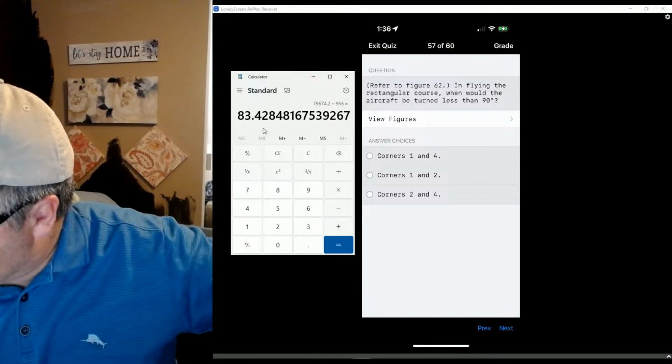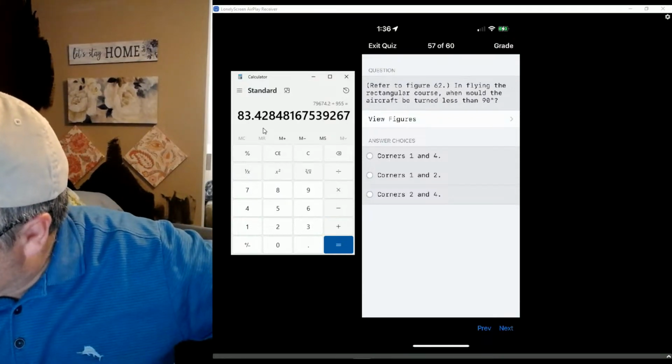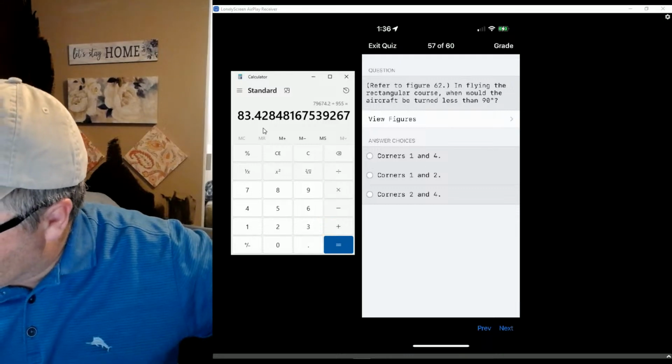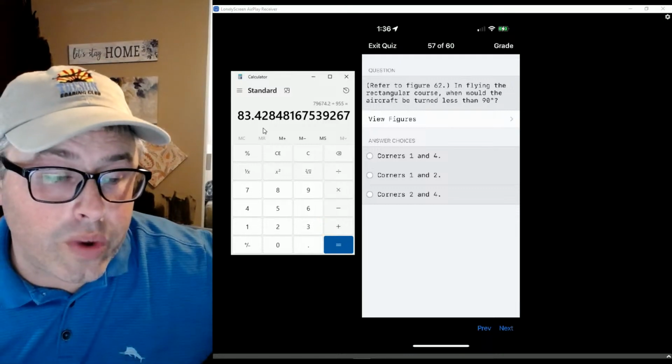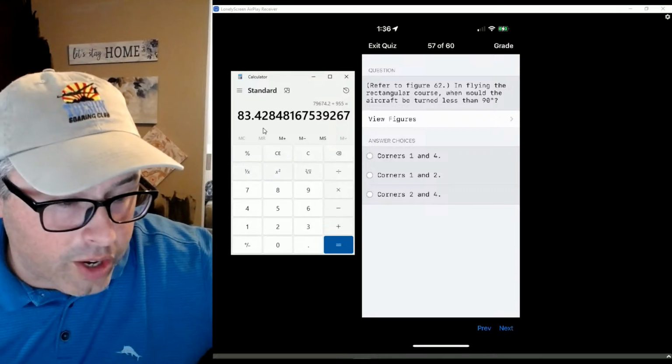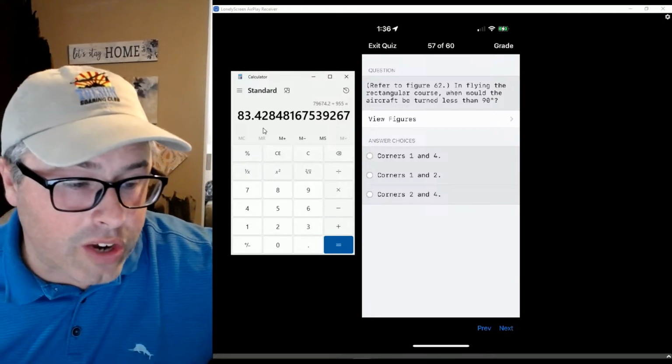Figure 62, in flying the rectangular course, when would the aircraft be turned less than 90 degrees? So they're going to show a rectangular course, which is similar to our traffic pattern. These are ground reference maneuvers normally used for airplanes, but we still fly traffic patterns every time.